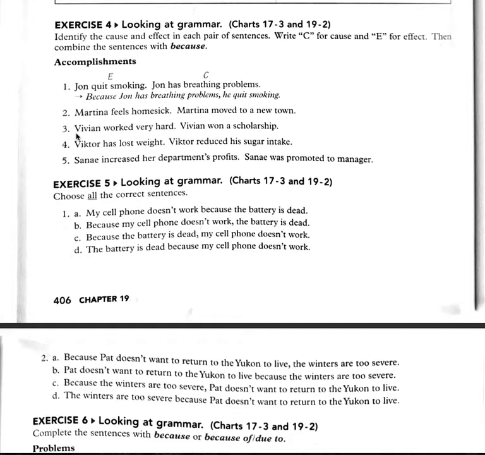Look at number 3. Vivian worked very hard. Vivian won a scholarship. What's the cause? What's the effect? So in this one, the cause is Vivian worked very hard. The effect, Vivian won a scholarship. So you'll say, because Vivian worked very hard, comma, she won a scholarship. Do number 4 and 5, and we'll check in a minute.